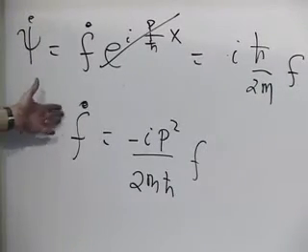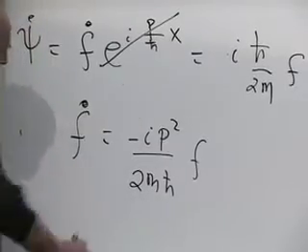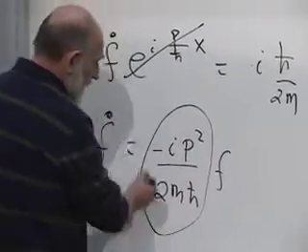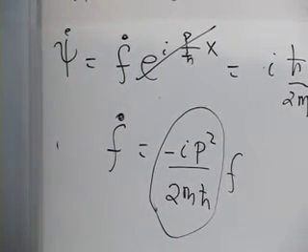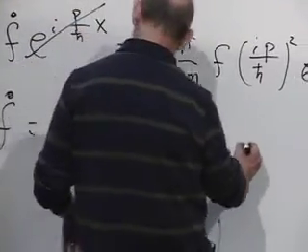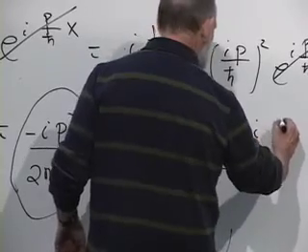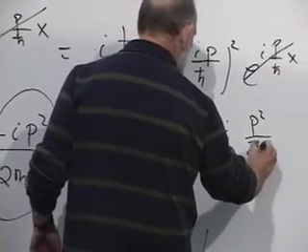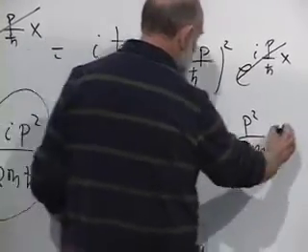Okay, so here we have an equation for f. It says that the time derivative of f is a certain complex number times f. What's the solution? An exponential. And here it is. f is equal to e to the minus I p squared over 2m, I'll put the h bar next to the I there, times t.